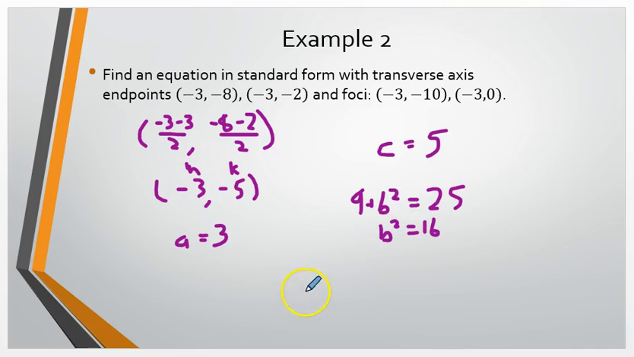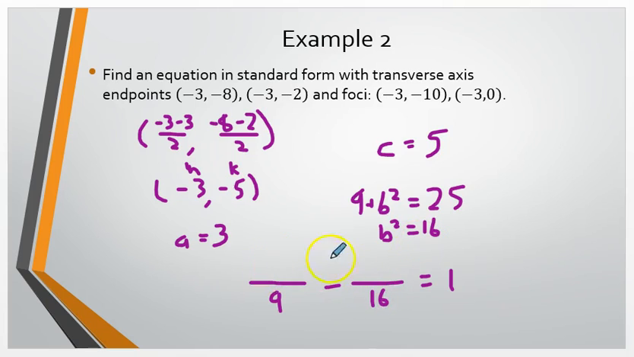And then when I go to set up my equation, I know it's going to be a number, and then there's a minus sign and another number, and then this always has to be equal to 1. I know that A squared always goes first, so if A is 3, A squared is 9. And then this is B squared, so I can just put 16.